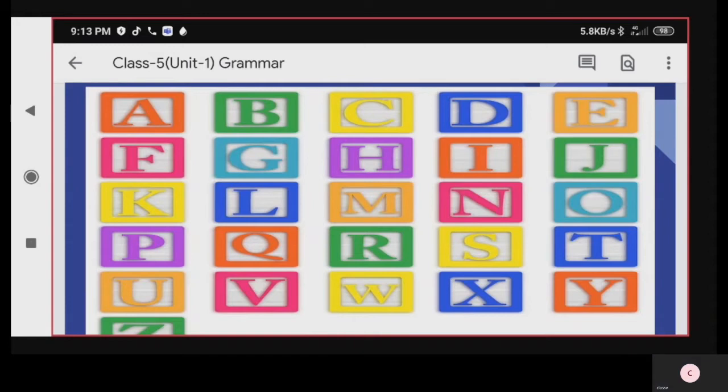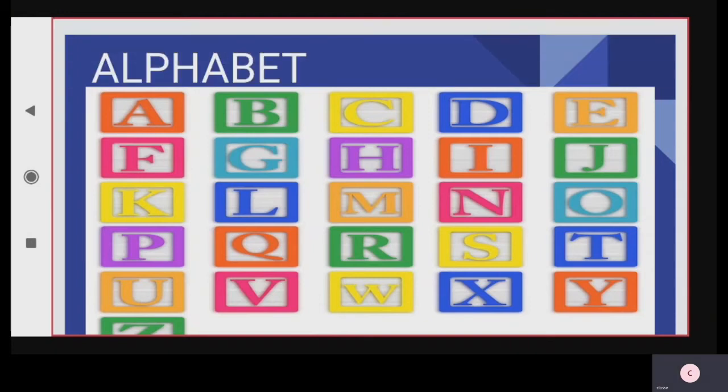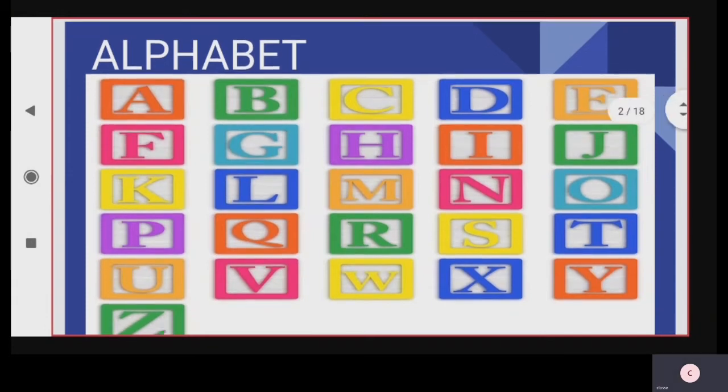A, B, C, D, E, F, G, H, I, J, K, L, M, N, O, P, Q, R, S, T, U, V, W, X, Y, Z. This order from A to Z is called alphabetical order.